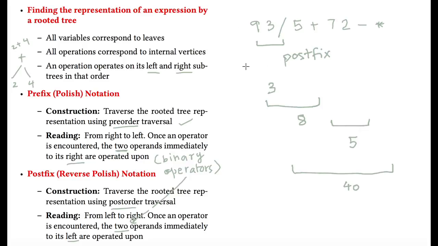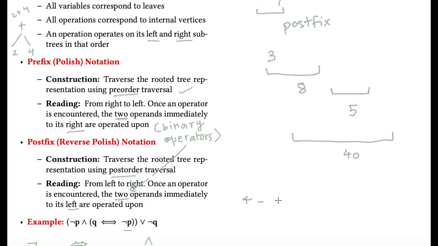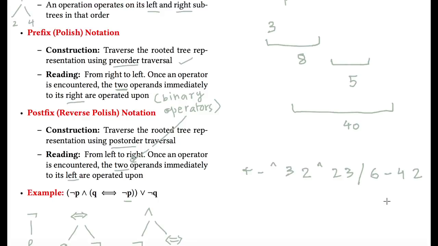You just move from left to right, and whenever you see an operator, you operate on it. Okay, now let's do another for prefix. For example, we have this: plus, minus, exponentiation sign, 3, 2, and then another exponentiation sign, 2, 3, divide sign, 6, minus, 4, 2. Now for this one, we start from right to left. So this is 4 minus 2, which is 2. Then we have a divide sign. So this is 6 divided by 2, which is 3.